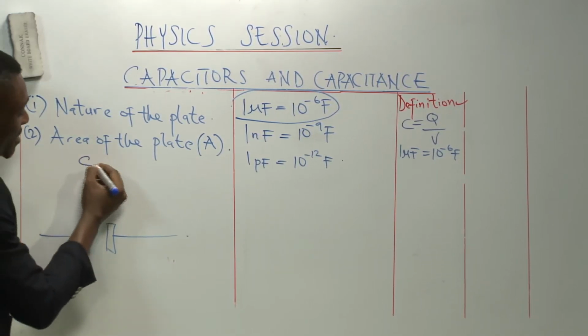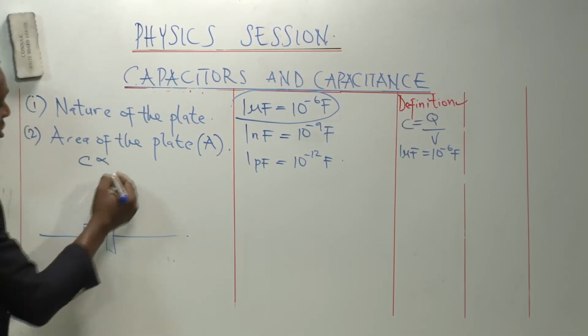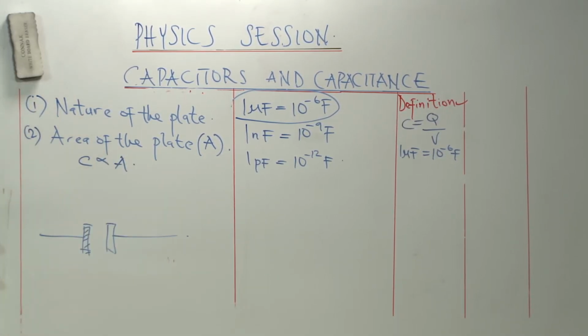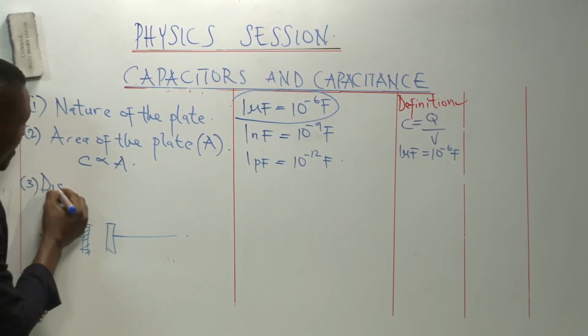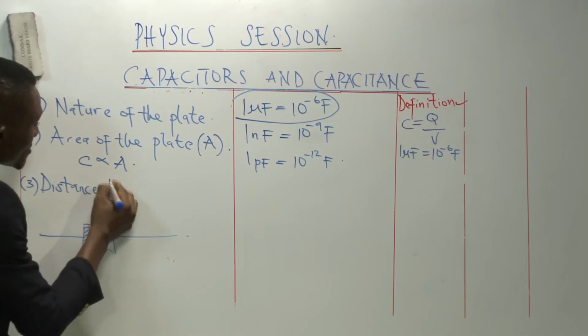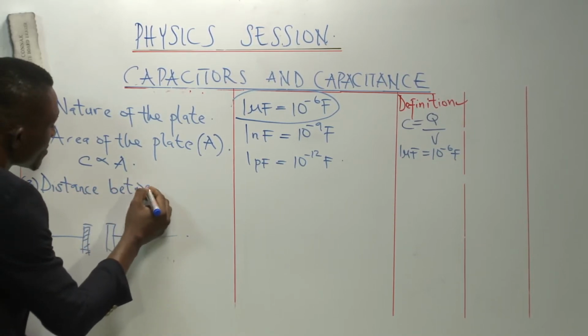We say that C is directly proportional to A. That means that as the area increases, the capacitance would also increase, and as the area reduces, the capacitance would also reduce. So simply put, whatever happens to the area also happens to the capacitance. And the third one is the distance between the plates.